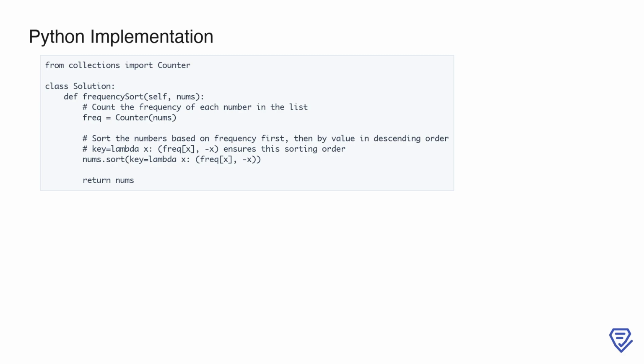Example. Consider the input nums = [1, 1, 2, 2, 2, 3]. Frequency = Counter(nums) results in {1: 2, 2: 3, 3: 1}. Sorting by (frequency[x], -x) gives the order 3, 1, 1, 2, 2, 2, as 3, frequency 1, comes first, followed by 1, frequency 2, and finally 2, frequency 3.